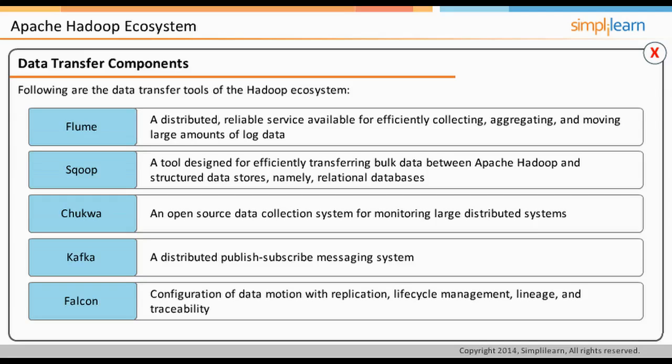Chukwa is an open-source data collection system for monitoring large distributed systems. Kafka is a distributed publish-subscribe messaging system. Falcon is a configuration of data motion with replication, lifecycle management, lineage, and traceability.